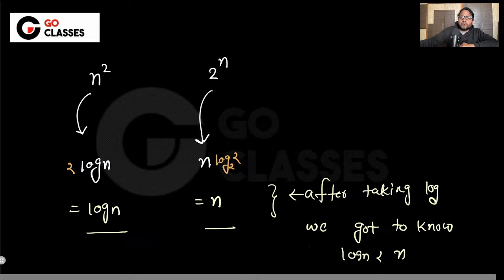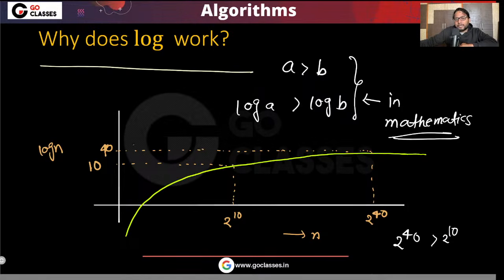Suppose this is a function a and this is a function b. After taking the log, we got to know that log b is greater than log a, right? What does log do? It suppresses the value. Basically it is changing the scale.